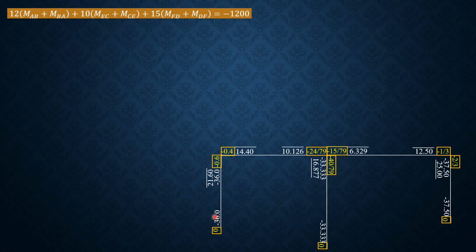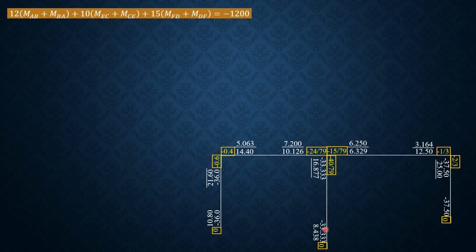So half of 0, distributed moment 0, so 0 here. Half of 21.6 is 10.8. Half of 10.126 here. Half of 14.4 here. Half of 12.5 here. Half of 6.329 here. Then 0, half of 25, 12.5, half of 16.877, so 0 here, because this moment distributed times 0 is 0, so 0, half of 0, 0 here.